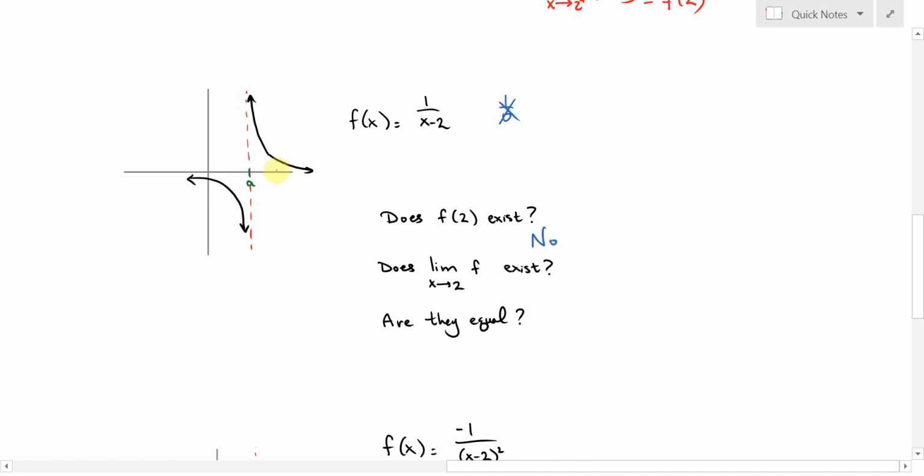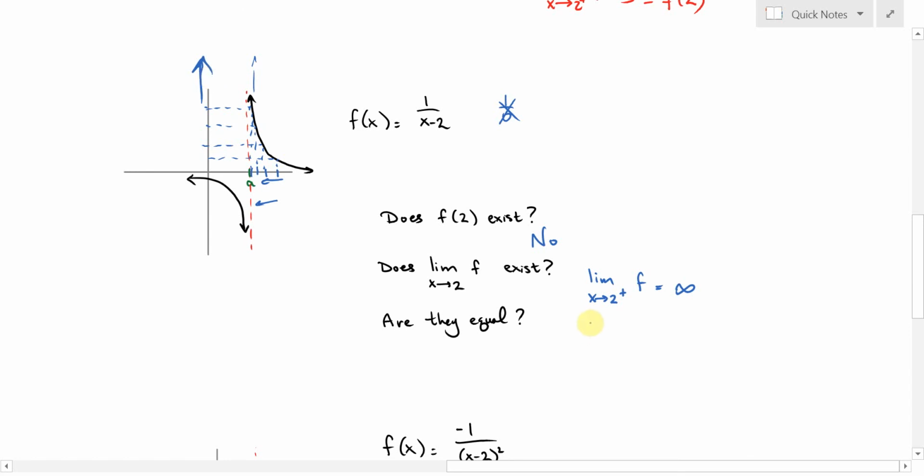Well, as we come in from the right, we would pick values, and we would see what the corresponding y values are. And it looks like as we get closer and closer to this value 2, you can tell, because there's a vertical asymptote here, the number gets bigger and bigger and bigger. So we would say that the limit as x approaches 2, coming in from the right of this function, is equal to positive infinity, because we get bigger and bigger numbers without limit.